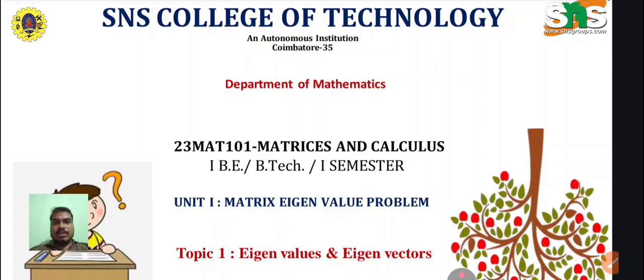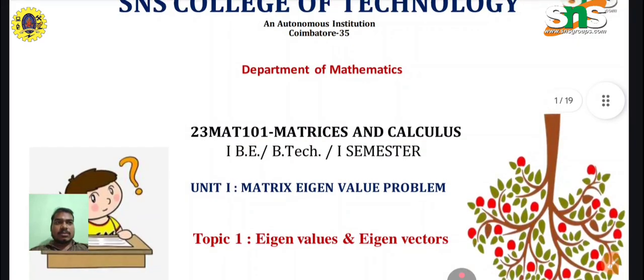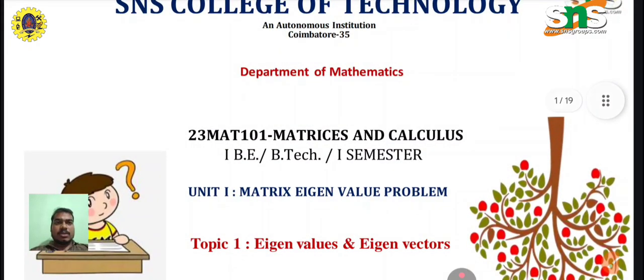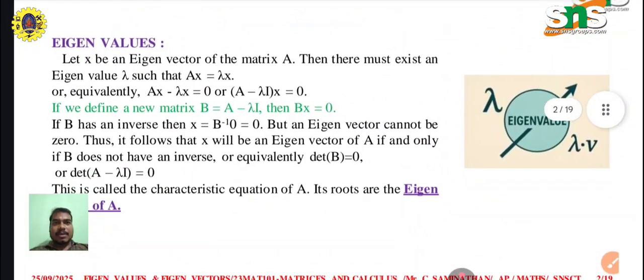Today we are going to start our session with the basic definitions of matrix and calculus. Already we know the definition of matrix. The rectangular arrangement of elements is called a matrix. Let us see the first topic, eigenvalues.